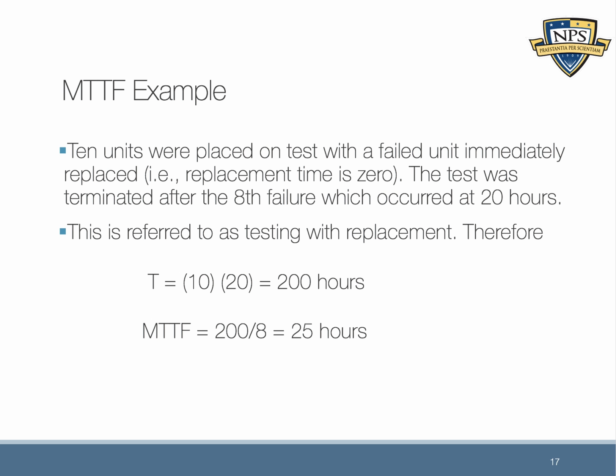All we really need to know is the number of units, the total test time, the test block, right, which is 20 hours, and then the total number of failures that occur. And with that, we can use the same calculation: total test time divided by total failures. And as you can see, the MTTF in this particular example is 25 hours.